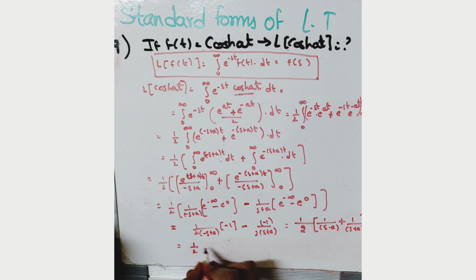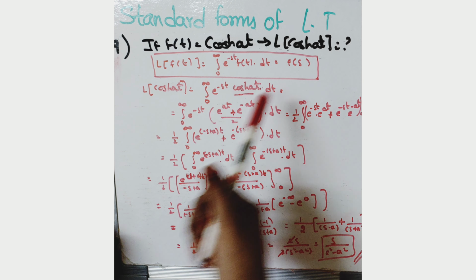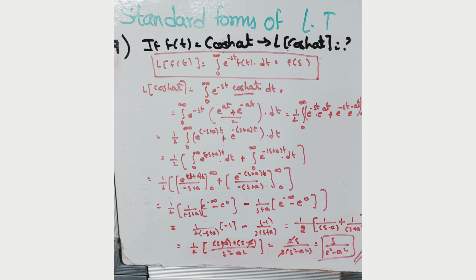So now do this: s plus a plus of s minus a divided by s square minus a square. This a gets cancelled, so 2s by 2 into s square minus a square. So s by s square minus a square. So the Laplace transform of cosh at is s by s square minus a square.